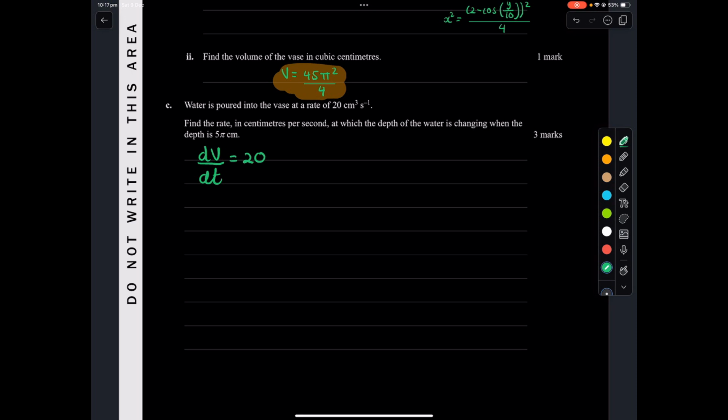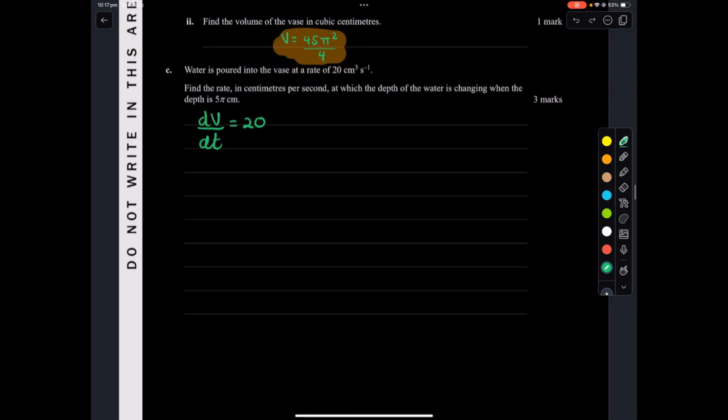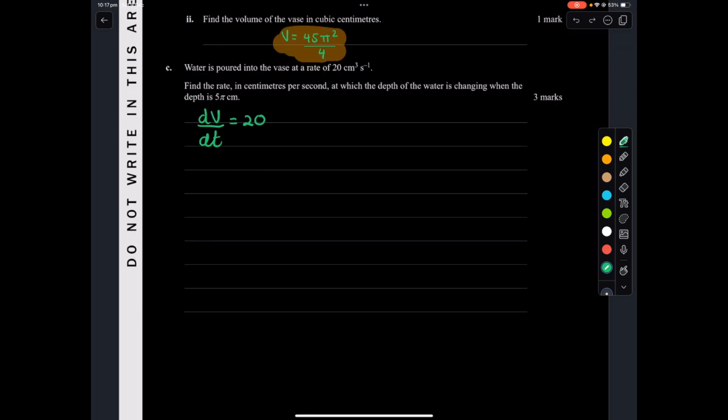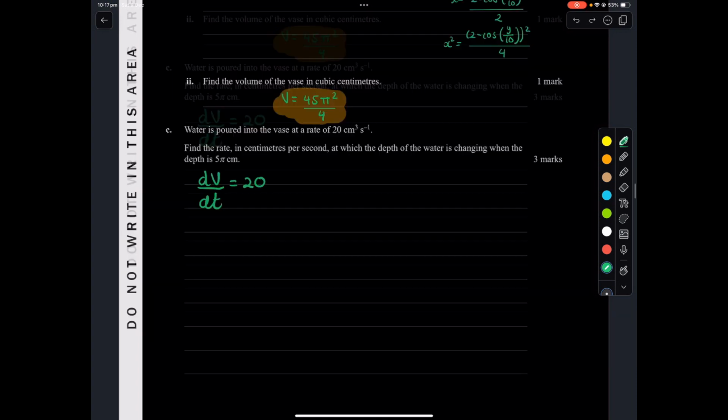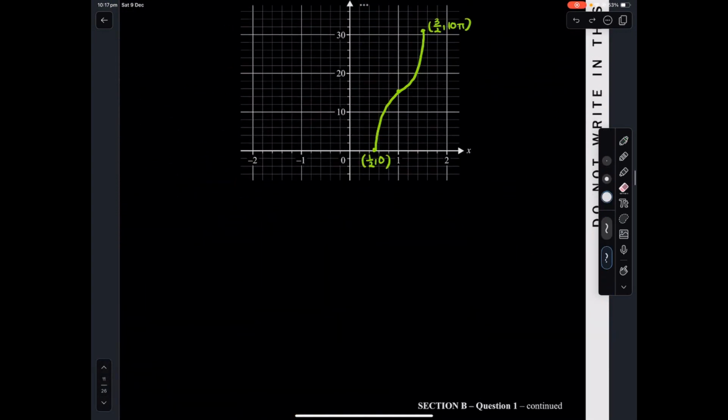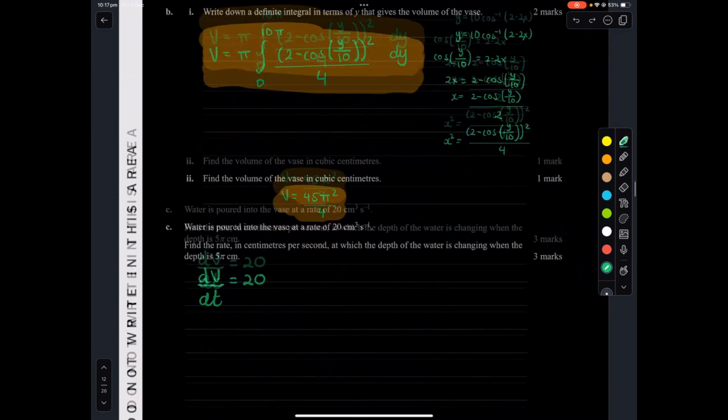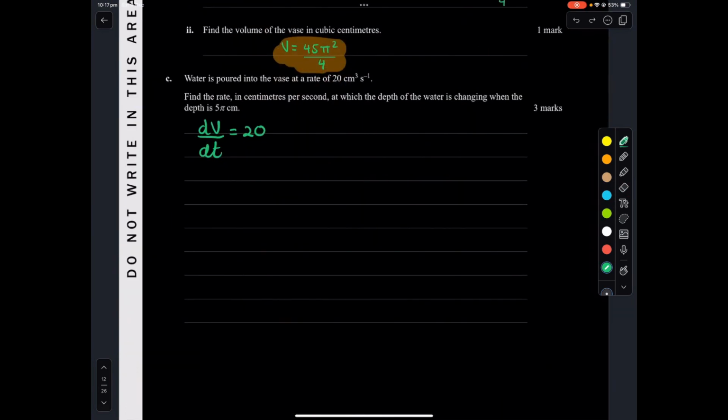And what we want to find is centimeters per second. Find the rate in centimeters per second. Centimeters is like height, how the height changes. Well, our height in this case is y, our y coordinates, as you can see. So we want to find dy/dt per second, at the depth of 5, where y is equal to 5 pi. That's what we want. And we want to evaluate that.